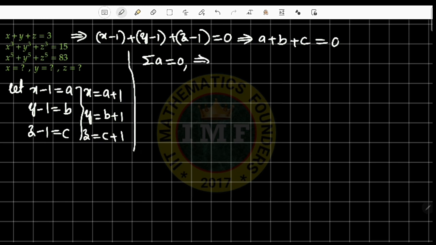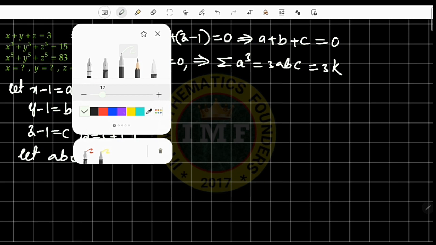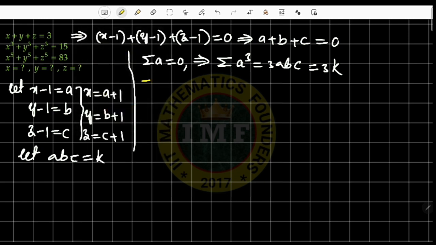Then from this you will get sigma a cube equals 3abc. Now let abc equal some k, then sigma a cube will be equal to 3k. Now you have sigma a square, that is minus 2 times sigma ab. This you will get by squaring on both sides.